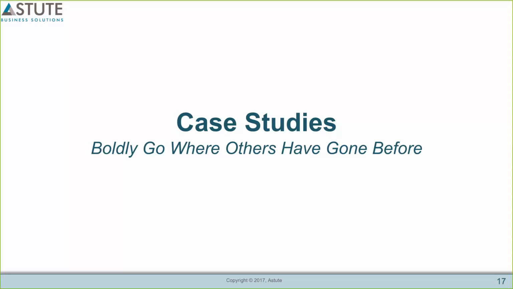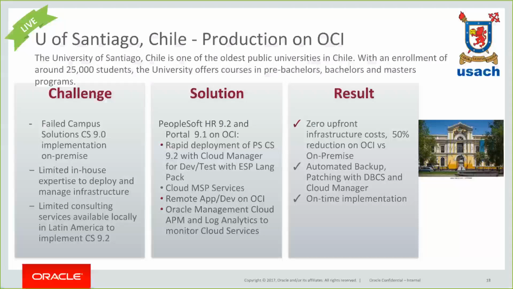Brilliant. So let's talk about some case studies here. The first one that I want to talk to you about, as a matter of fact, this customer did their hard go live just last night on Oracle Cloud Infrastructure. University of Santiago, Chile. What a story. These guys had a failed Campus Solutions 9.0 implementation on-prem. They came and spoke to us 2 years ago at a Latin America Higher Ed User Group Conference in Guadalajara, Mexico, and they were a little lost. They were running out of options.